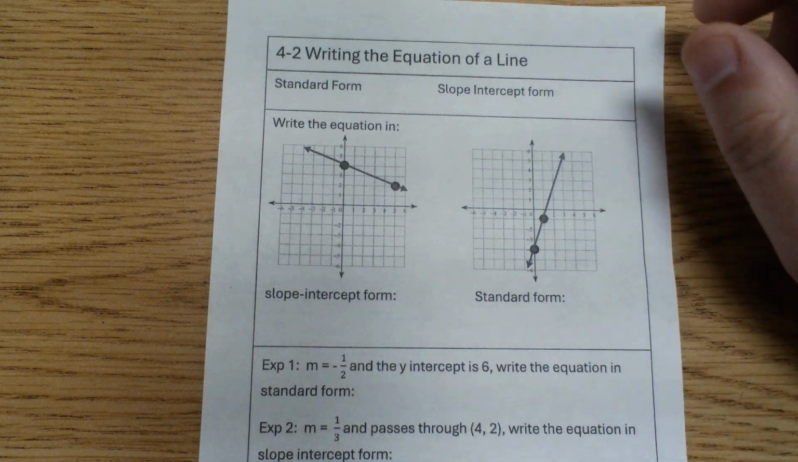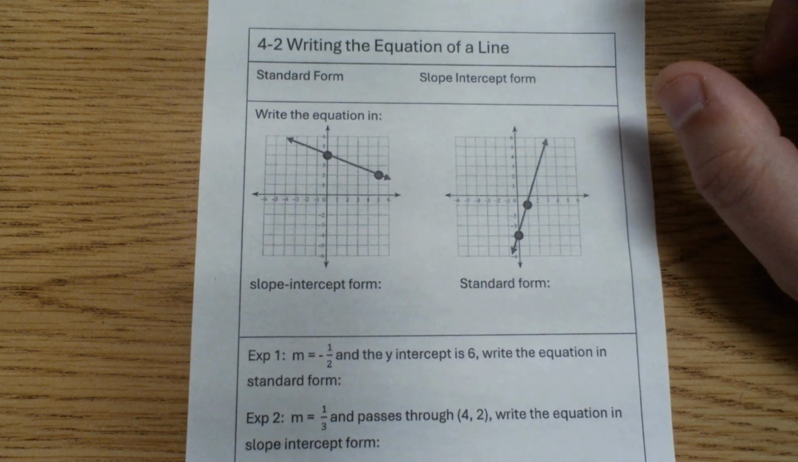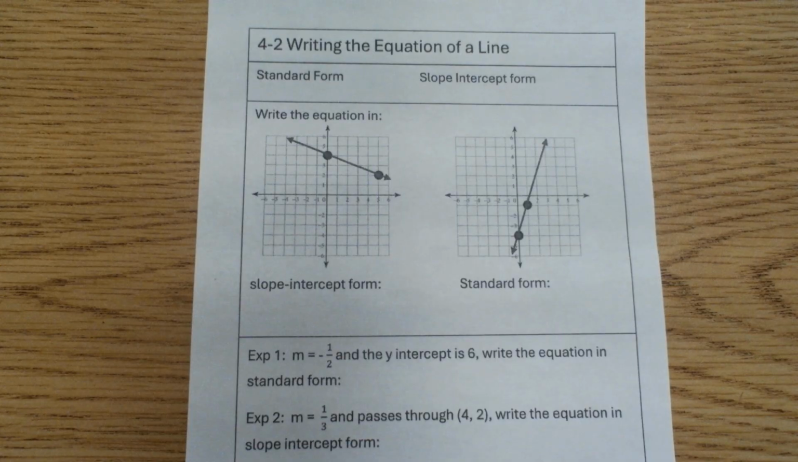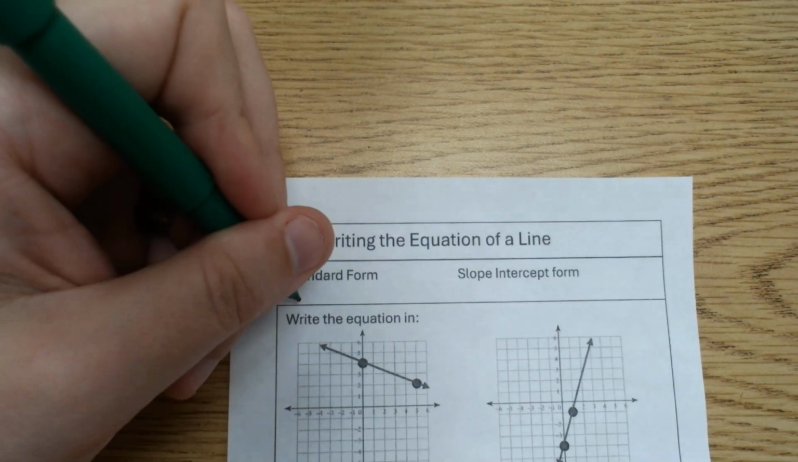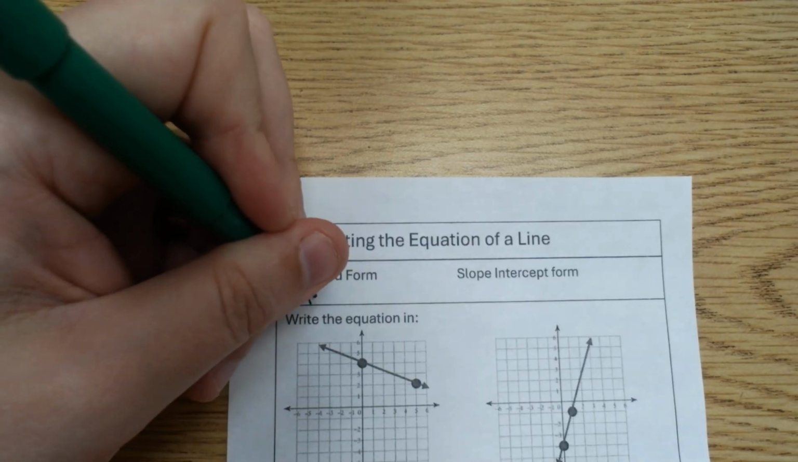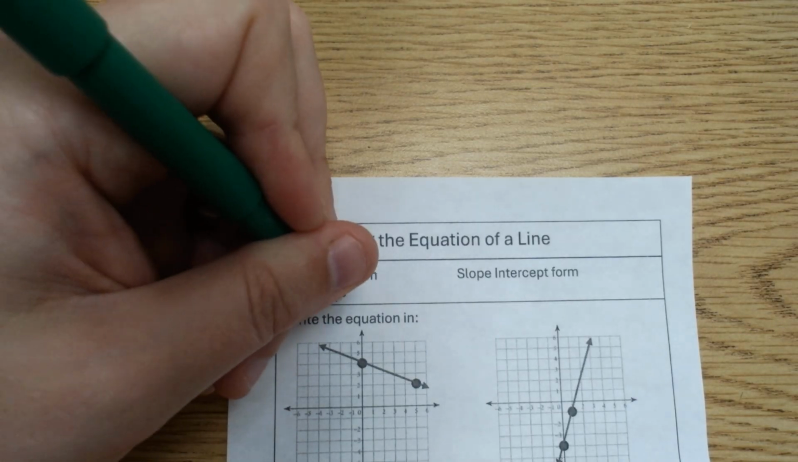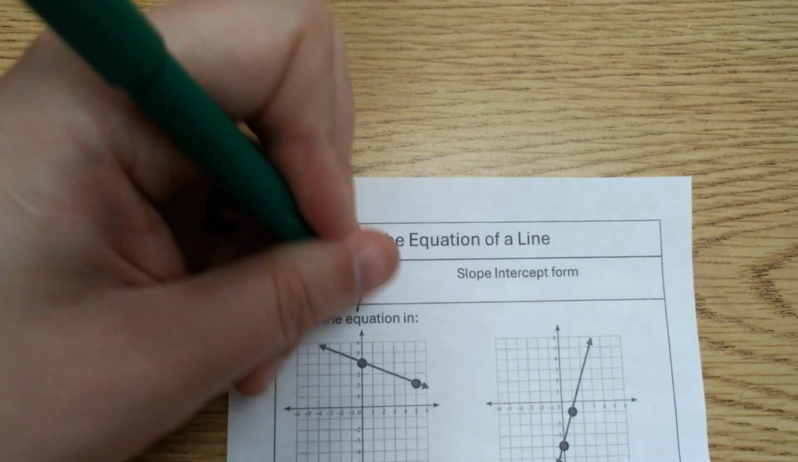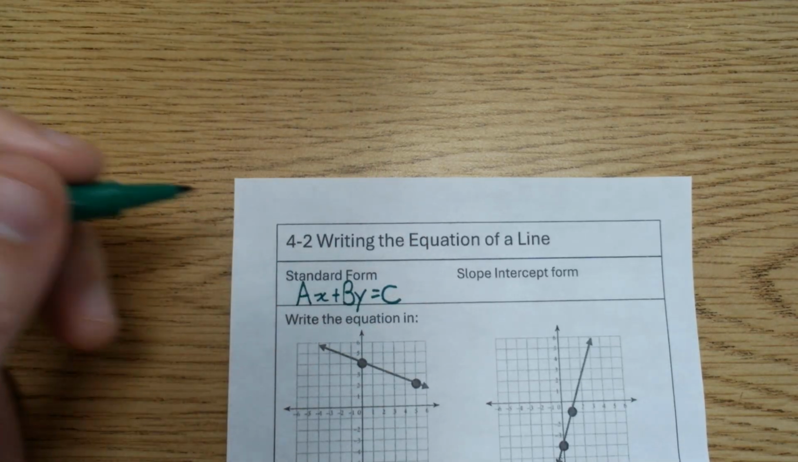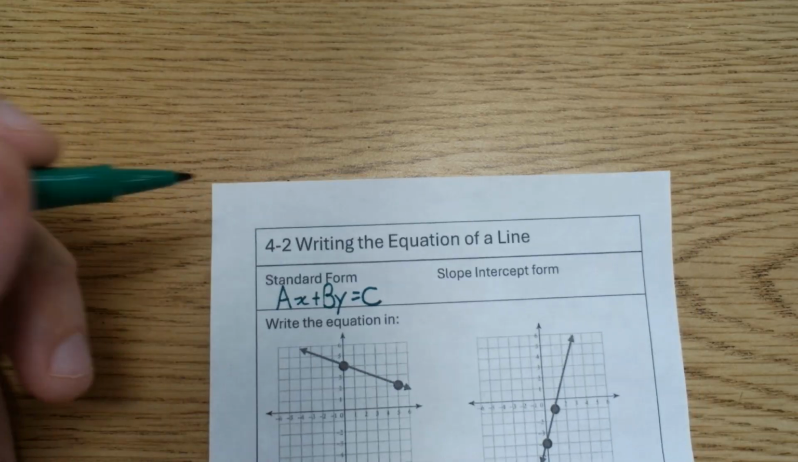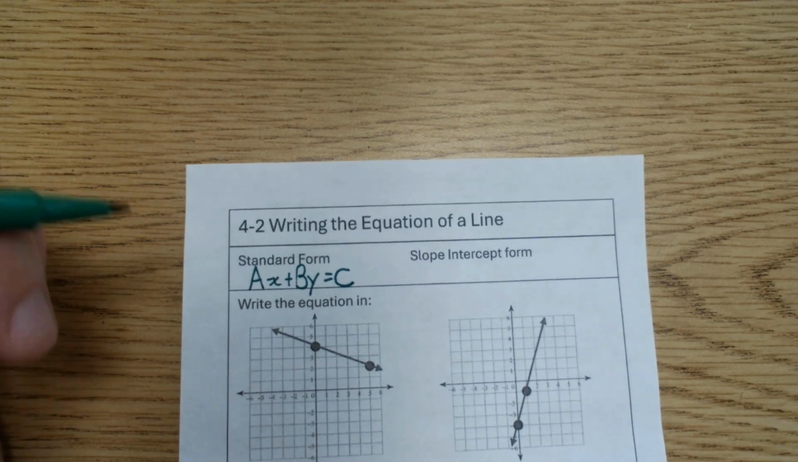All right, we're going to look at lesson 4.2. This is writing the equation of a line. And so first, you've got the option of doing standard form or slope-intercept. So let's remember standard form. That's a times x plus b times y equals c, where a has to be positive and all numbers a, b, and c are whole numbers.